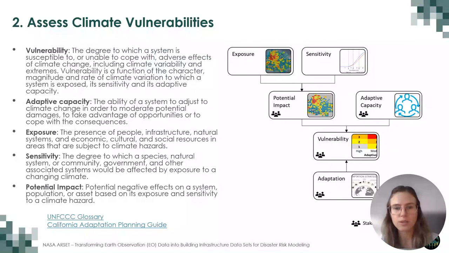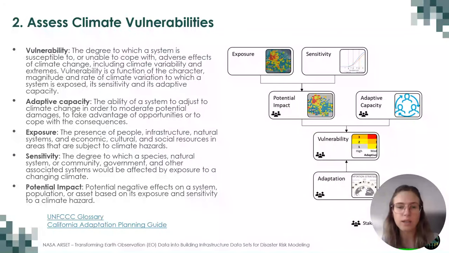Then how do we define potential impact? The potential impacts are the potential negative effects on a system, population, or asset based on its exposure and sensitivity to a climate hazard. So sensitivity is closer to the definition of vulnerability that we have seen for disaster risk reduction and CAT modeling, which is the degree to which a species, natural system, or community, government, or other systems would be affected by exposure to a changing climate.